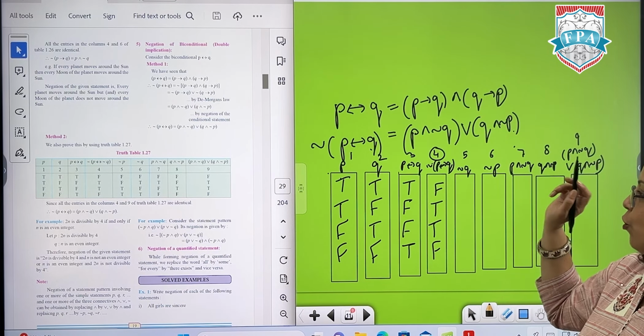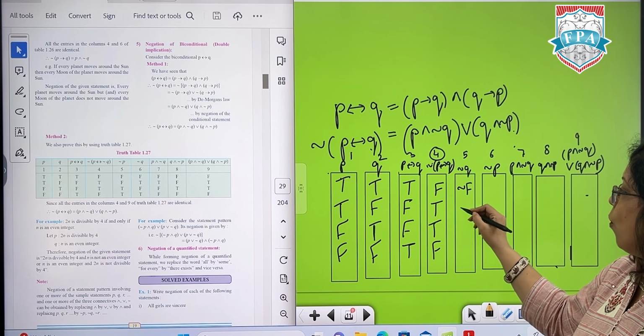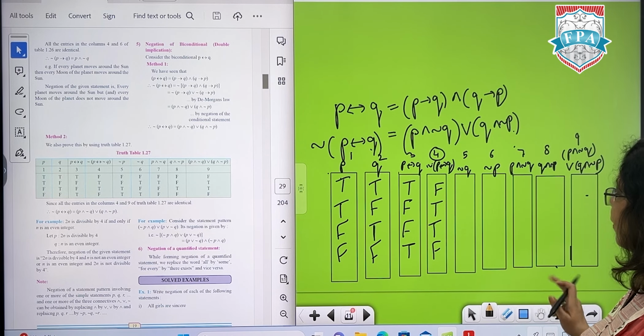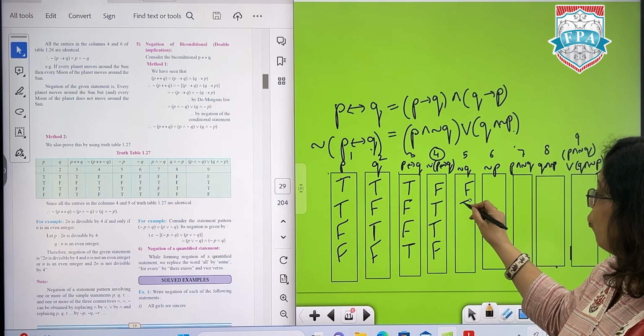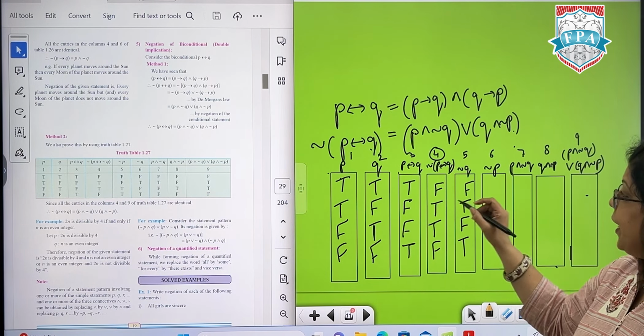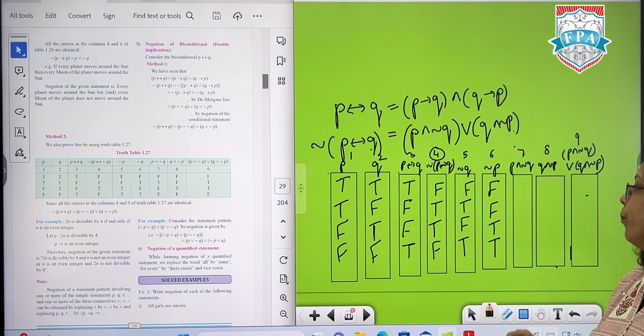5th column, negation of Q. So Q is already written in front of us. So false, true, false, true. Negation of P, false, false, true, true.